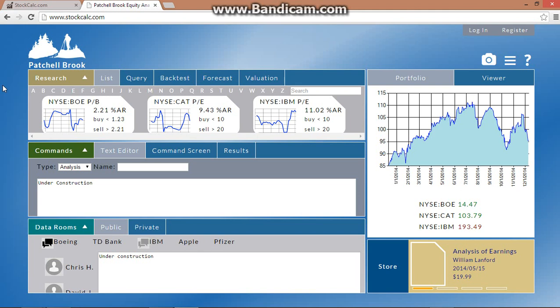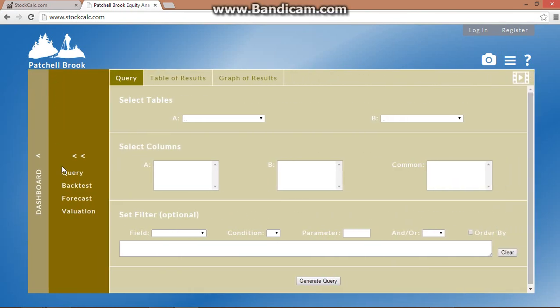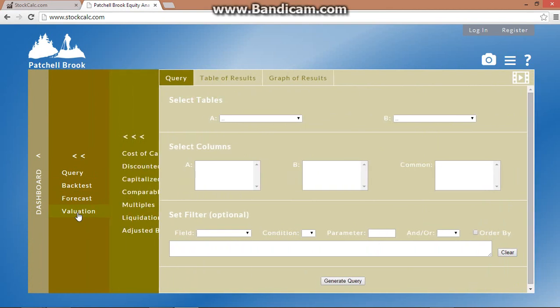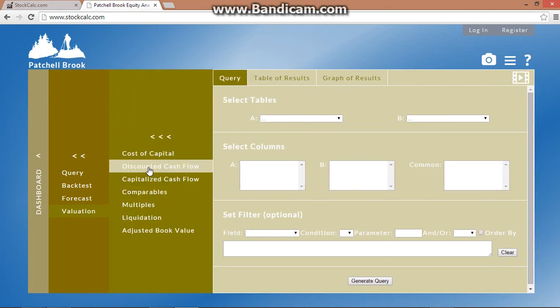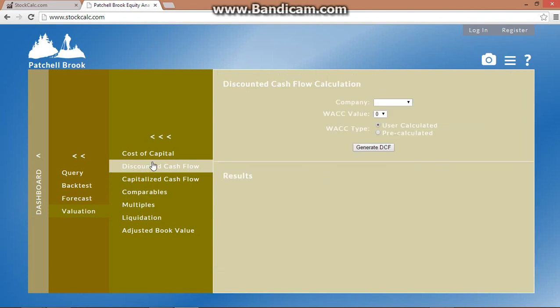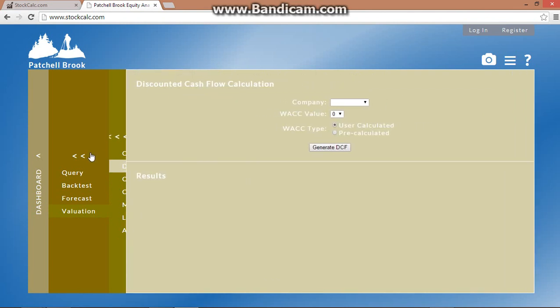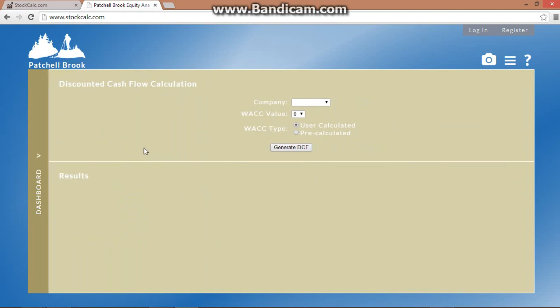In this video, we will do a discounted cash flow calculation. We will use Caterpillar as the test company. To get to the discounted cash flow, or DCF, we select Research from the home page and Valuation from the submenu. We see Discounted Cash Flow is the second menu option for the valuation submenus.